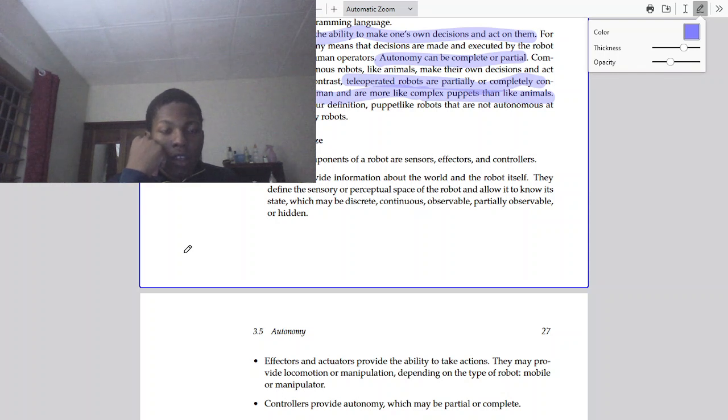So they make decisions based on the states, and then they convey those decisions to the effectors.